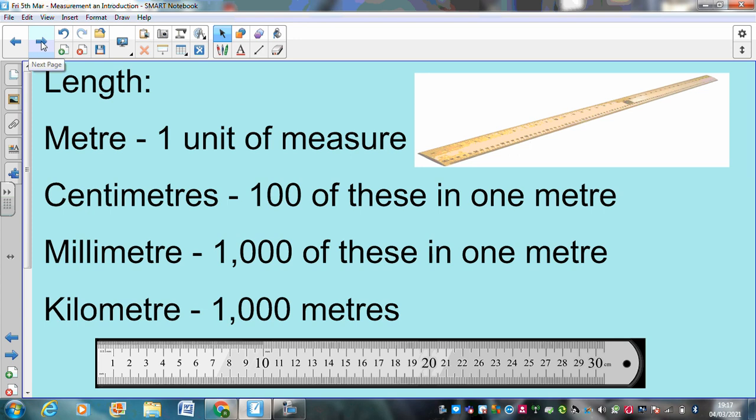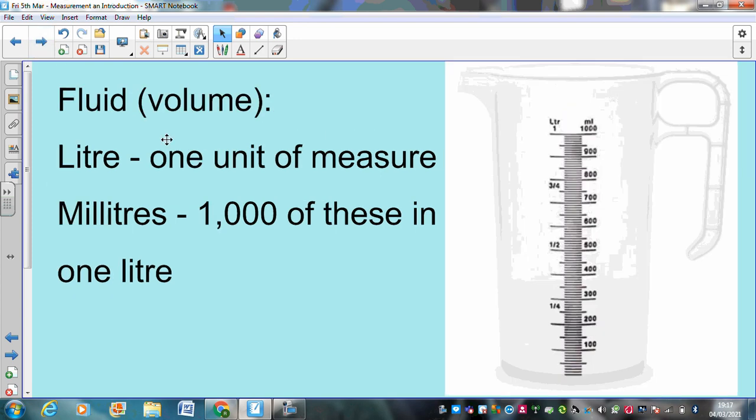Okay, for fluid, 1 litre is 1 unit of measure. Here we've got a measuring jug with 1 litre on it. And millilitres just means 1,000 little bits, a litre divided into 1,000 little units. And we see it up this side, 100 millilitres or ml, 200, 300, 400, 500, 600, 700, 800, 900, 1,000 millilitres is 1 litre.